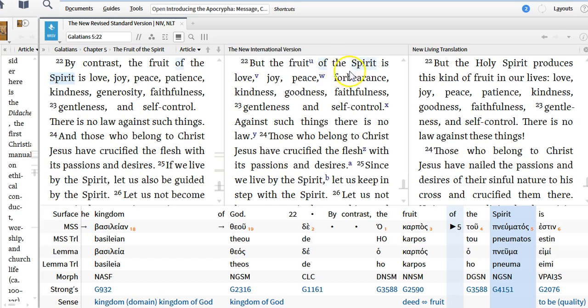Is it the thing produced, the fruit that is the Spirit? So a genitive of product? Is it a genitive of content, the fruit that contains the Spirit? Is it a subjective? That's the wrong word. Is it a genitive of source, the fruit that comes from the Spirit?